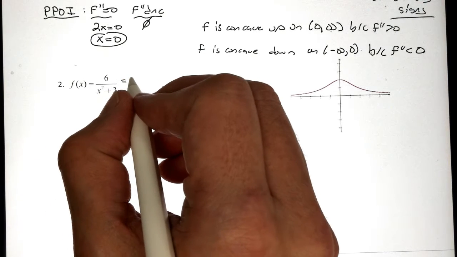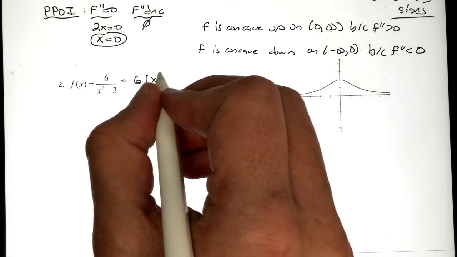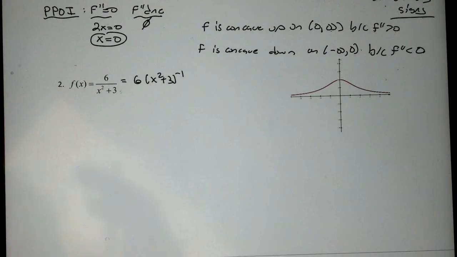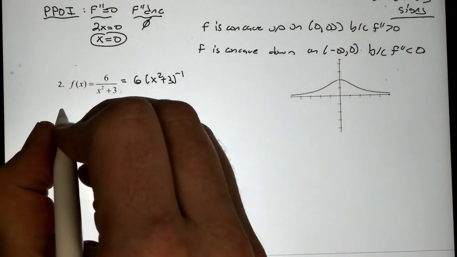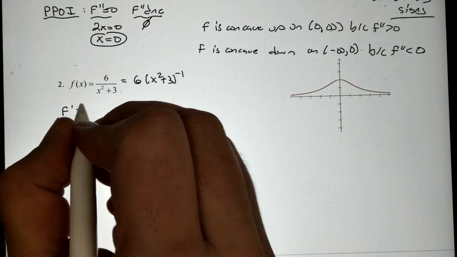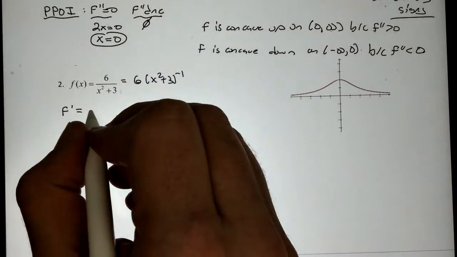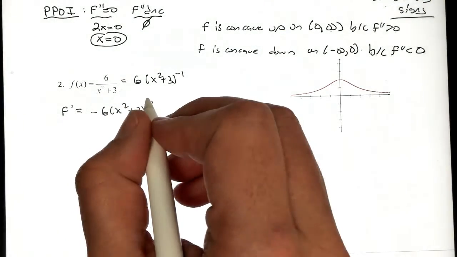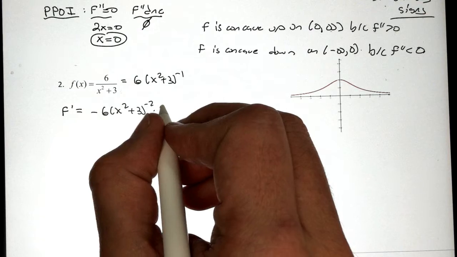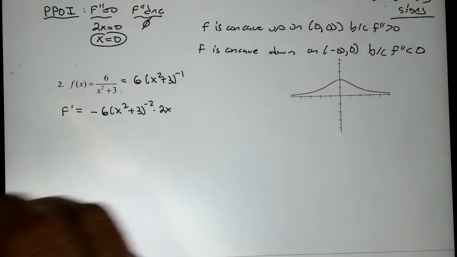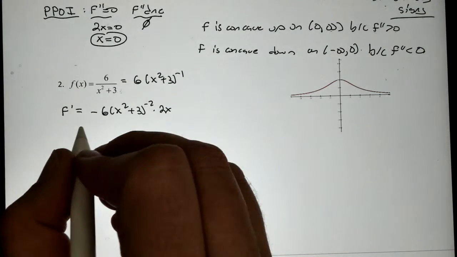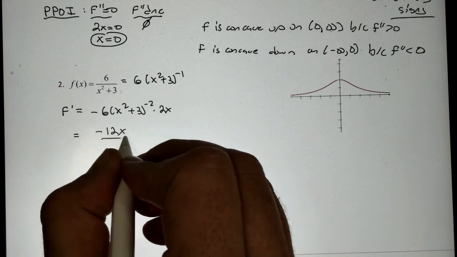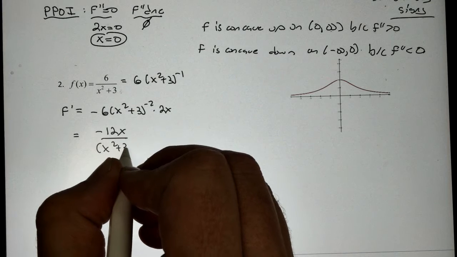Now I'm going to cheat a little bit for the first derivative. I'm just going to bring that x squared plus 3 to the top. It sounds kind of weird, but I'm going to actually use a chain rule for this one for the first derivative. And if we do that, we will get the first derivative equaling negative 6 times (x squared plus 3) to the negative 2 times 2x. Simplifying it, I don't like this, so I'm going to rewrite this. And this becomes negative 12x over (x squared plus 3) squared.